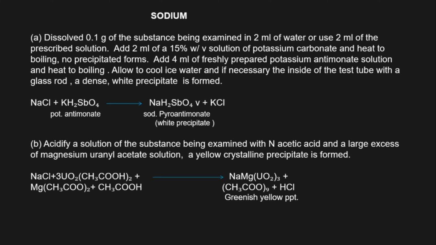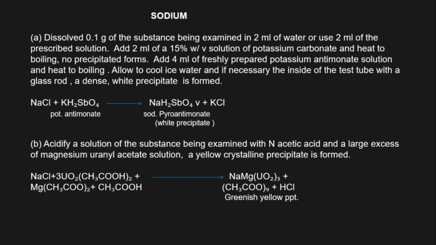Next cation which we have to deal with is sodium. Its first identification method is: dissolve 0.1 gram of substance being examined in 2 ml of water or use 2 ml of the prescribed solution. Add 2 ml of a 15% weight by volume solution of potassium carbonate and heat to boiling. No precipitate is formed. Add 4 ml of freshly prepared potassium antimonate solution and heat to boiling. Allow to cool in ice bath and if necessary, scratch the inside of the test tube with a glass rod. A dense white precipitate is formed.